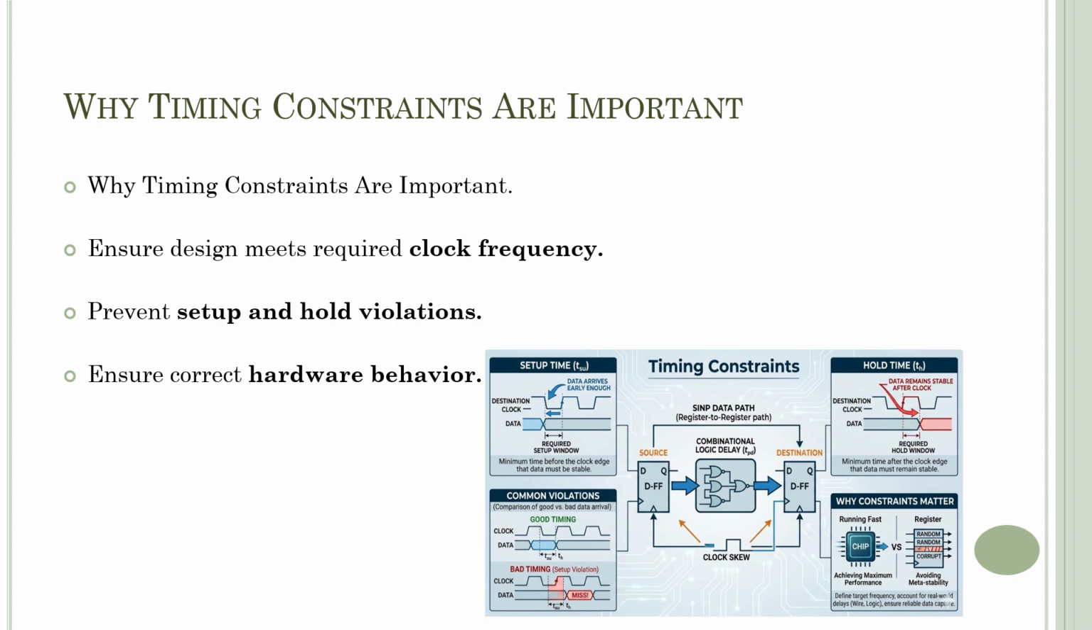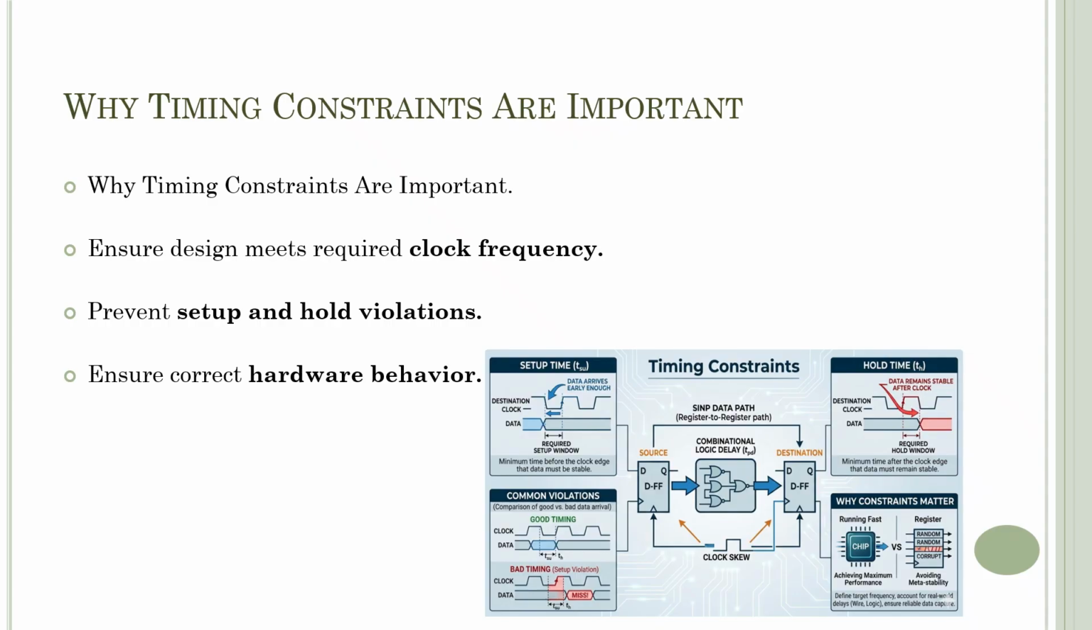One of the main reasons timing constraints are important is that they ensure the design meets the required clock frequency. Every digital system operates using a clock signal, and each clock cycle has a limited amount of time for data to travel through the logic. Timing constraints inform the design tools about the target clock frequency, allowing them to optimize the logic placement and routing so that all operations complete within the required clock period.